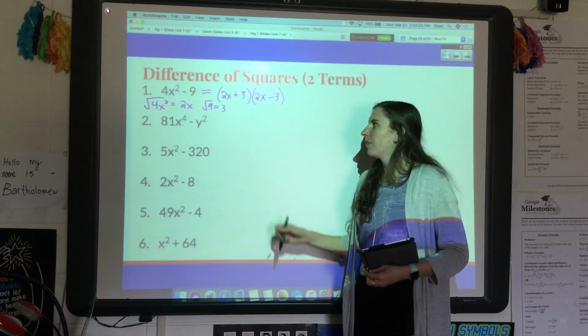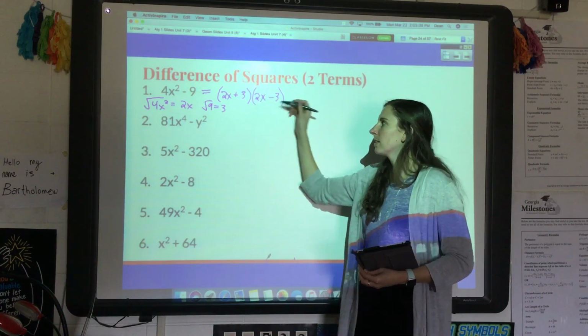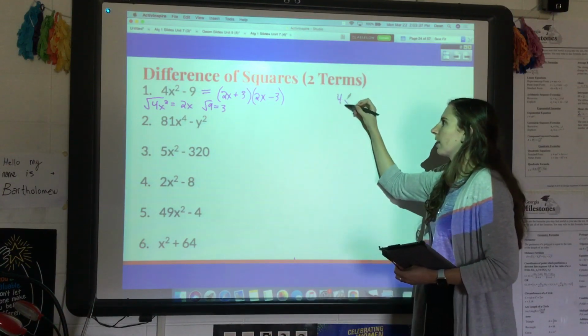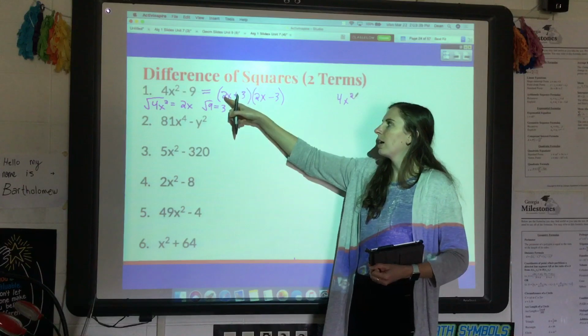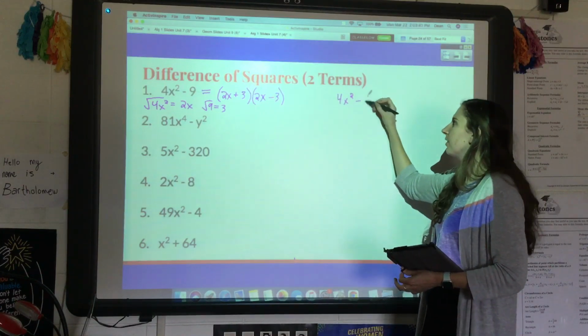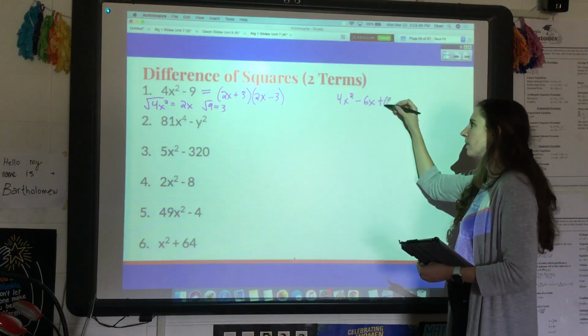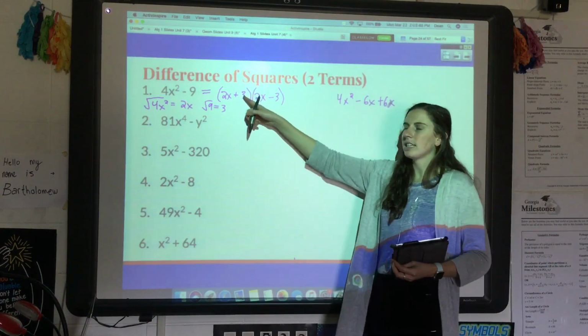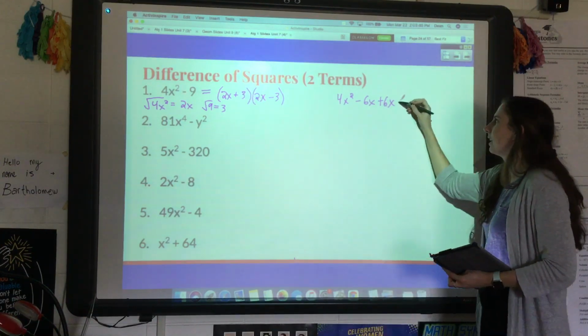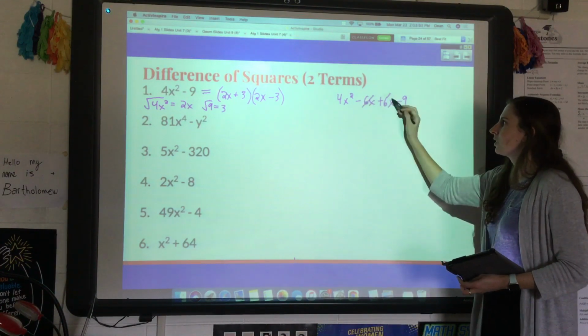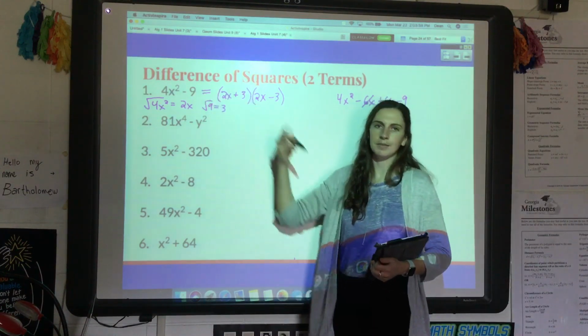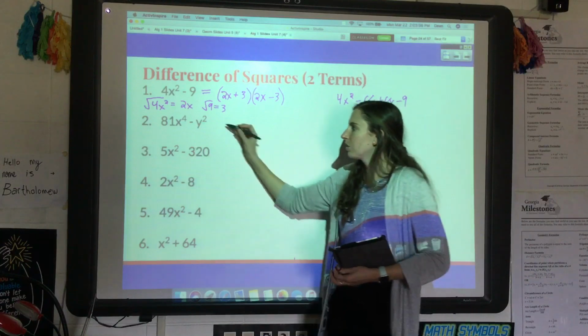Because if I do 2x times 2x, I get 4x squared. If I do 2x times -3, I get -6x. And this would be positive 6x, so those cancel out. And then 3 times -3 is -9. So it gets me back to where I started. So let's try a few more.